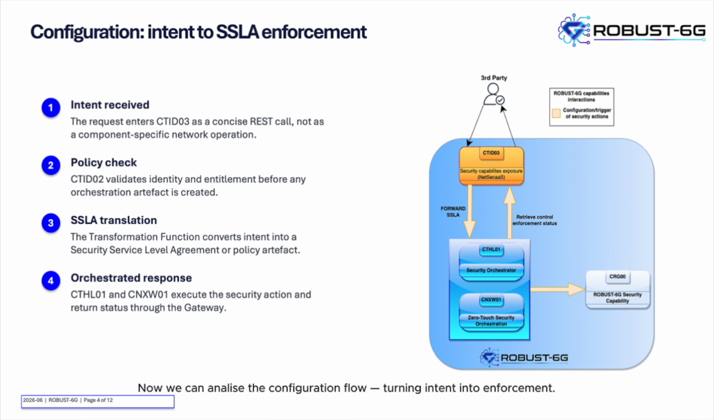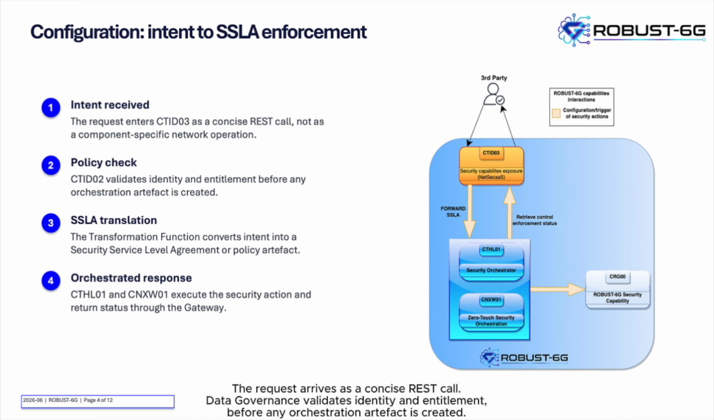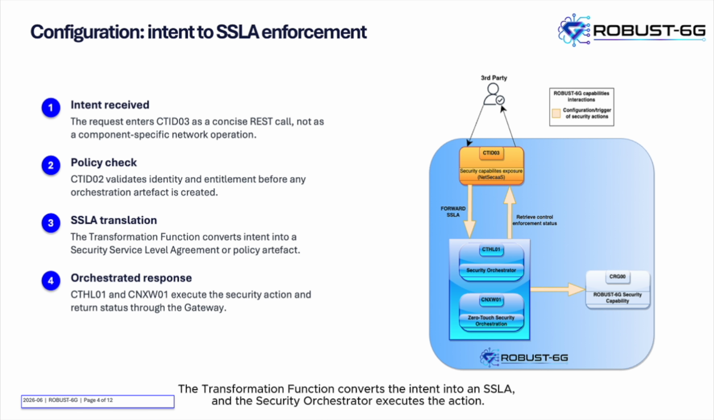Now we can analyze the configuration flow, turning intent into enforcement. The request arrives as a concise REST call. Data governance validates identity and entitlement before any orchestration artifact is created. The transformation function converts the intent into an SSLA, and the security orchestrator executes the action.